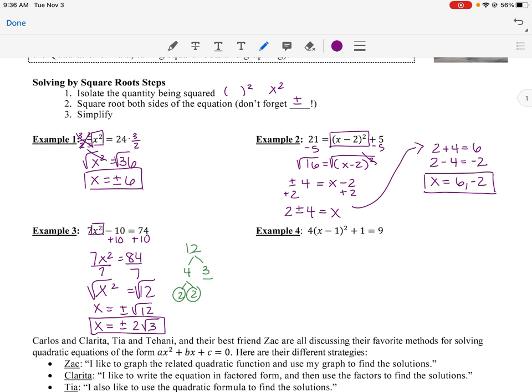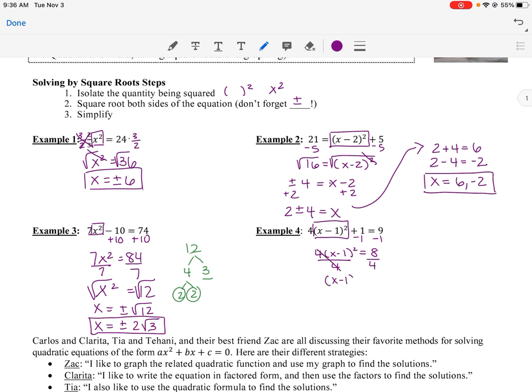Okay. Next one. Start off in a similar manner. We're trying to get the x minus 1 squared alone. So we're going to subtract 1 from both sides. So we get 4 times x minus 1 squared equals 8. Divide both sides by 4.